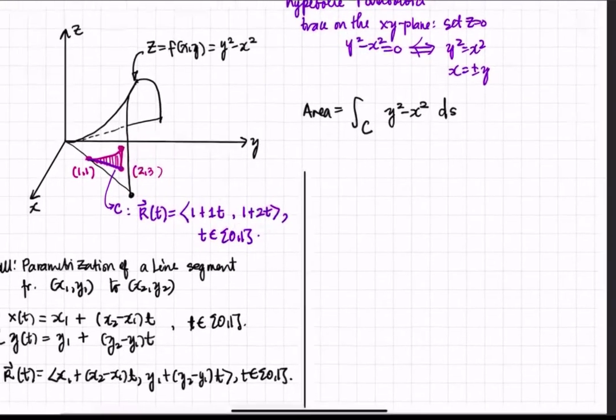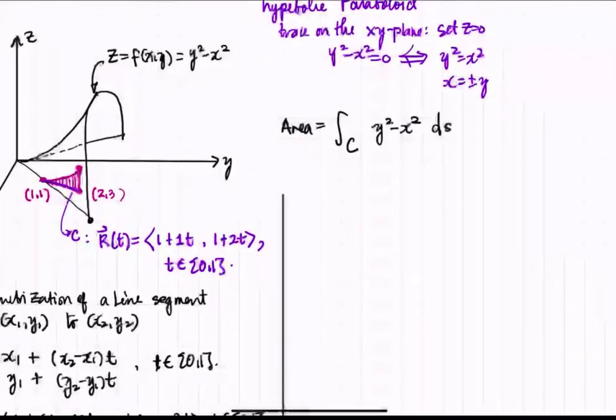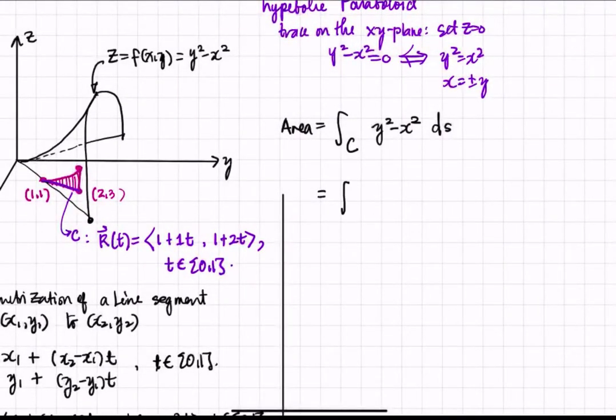Okay, so the area now is equal to, this is your x, this is your y. Your xy comes from C, this is your r. So 1 plus 2t square, minus the square of this.